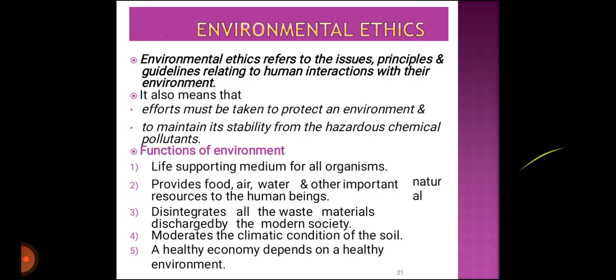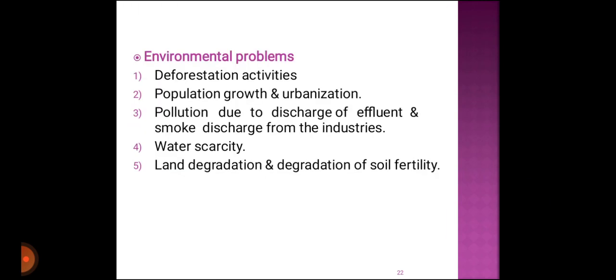What are the main environmental problems that occur in our society? The main problem is the deforestation activities. Deforestation is the main problem in our society. If it increases, it will affect the environment: climate change will occur, then global warming, pollution will occur, and the carbon dioxide level will increase. So these are all the main problems due to deforestation activities. So we have to reduce the deforestation activities.